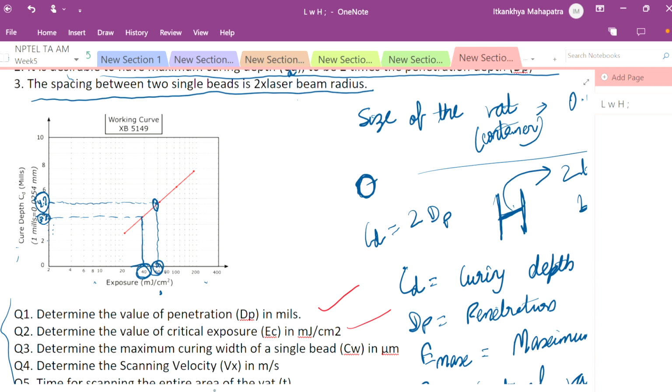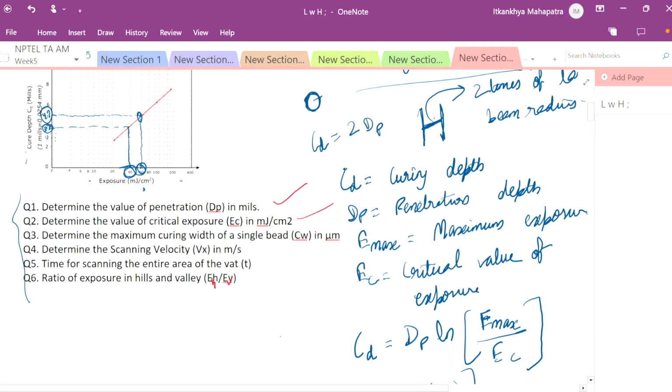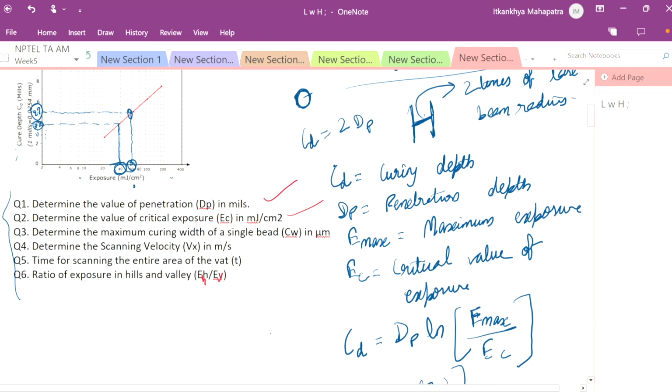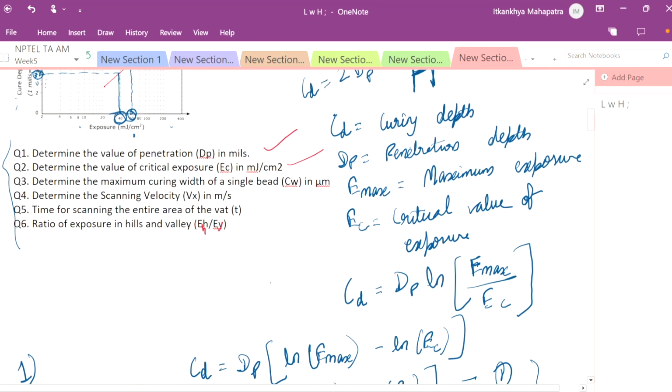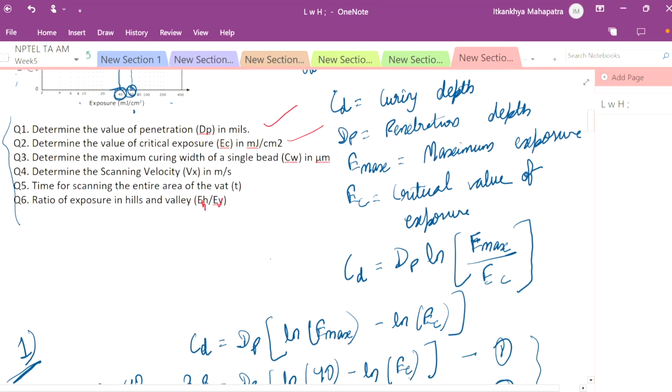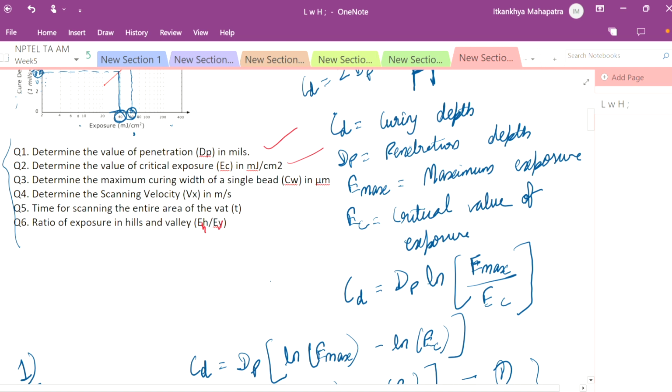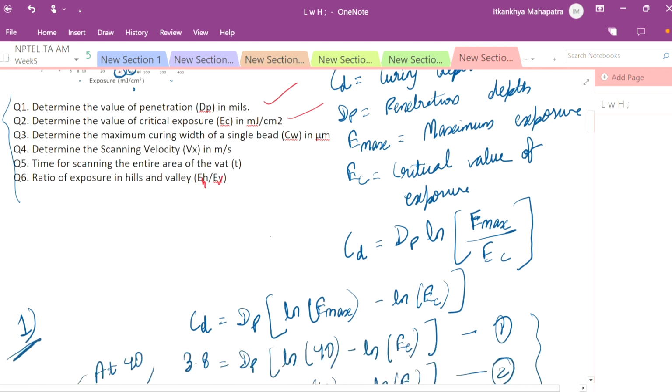And correspondingly for that I found out the cure depth 3.8 for 4.8. Okay, just remember this. Now these are the formulas. CD is equal to penetration depth times ln of E max by EC, where E max is the maximum exposure and EC is the critical value of exposure.